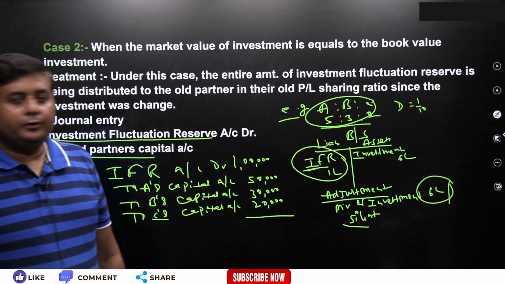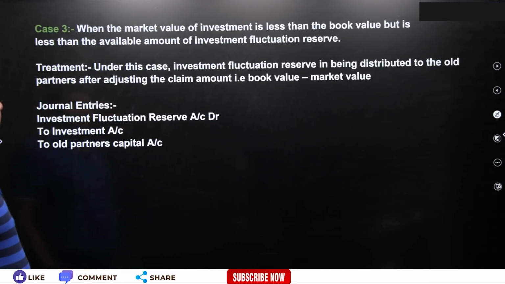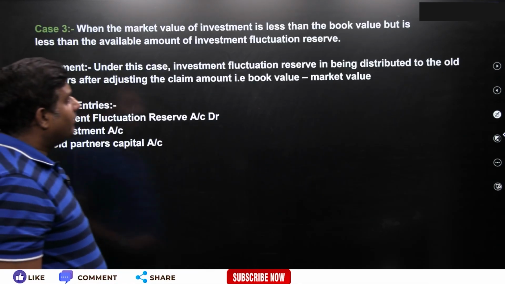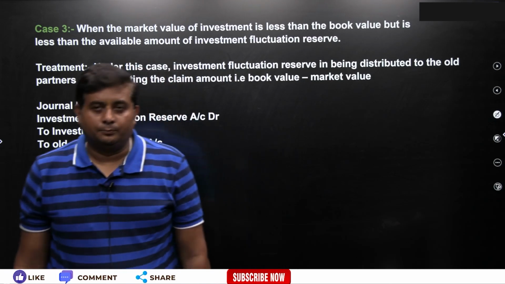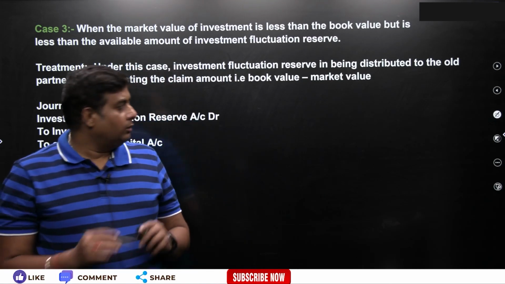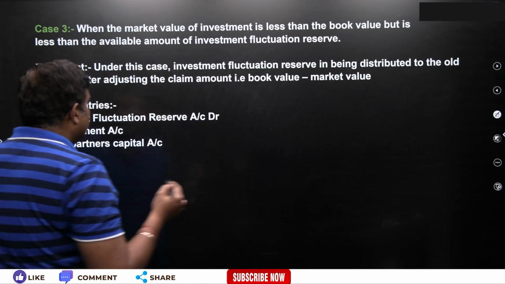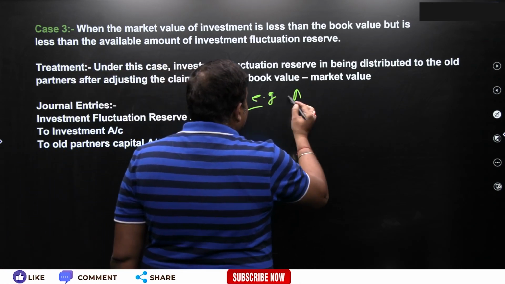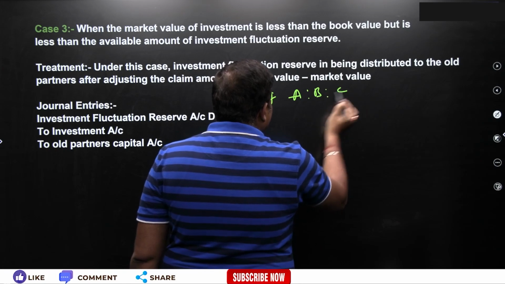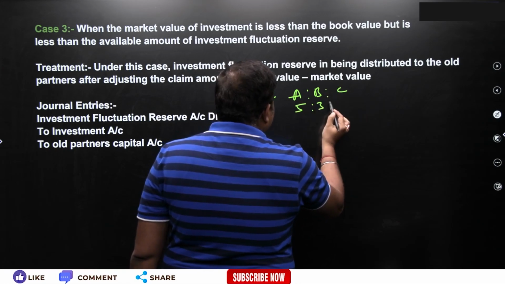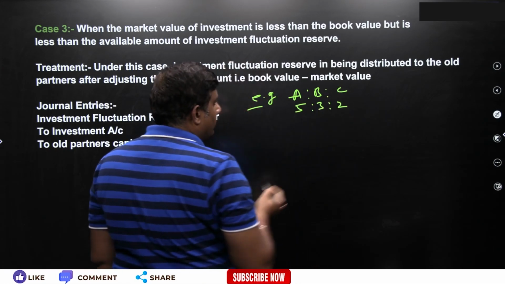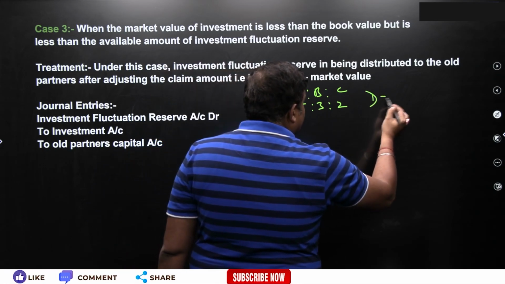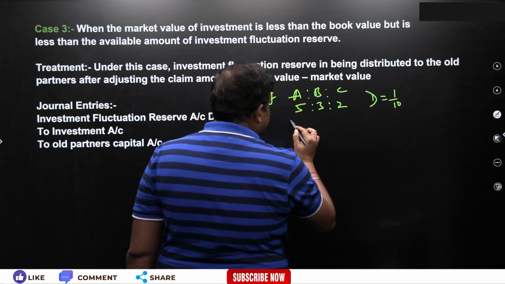Alright. So moving to the next concept. Now the next concept is when the market value of investment is less than the book value, right? So let's take an example for the same in order to understand it in a better way. A, B and C were the 3 partners sharing profit and losses in the ratio 5:3:2. D is a new partner coming for 1/10 share.